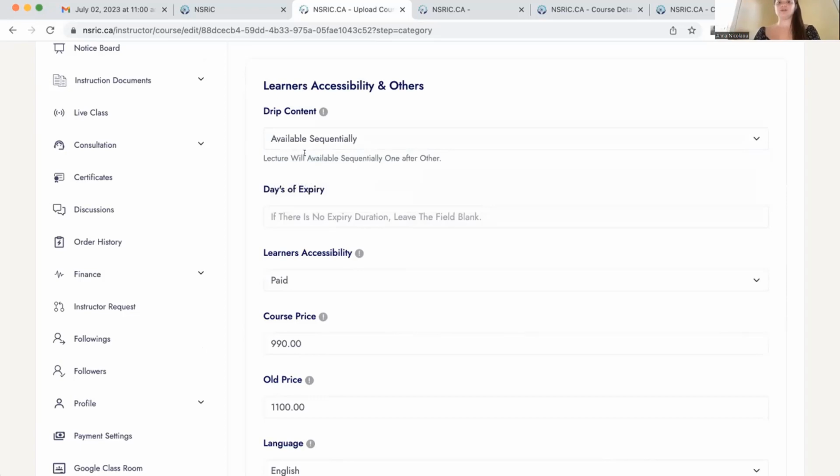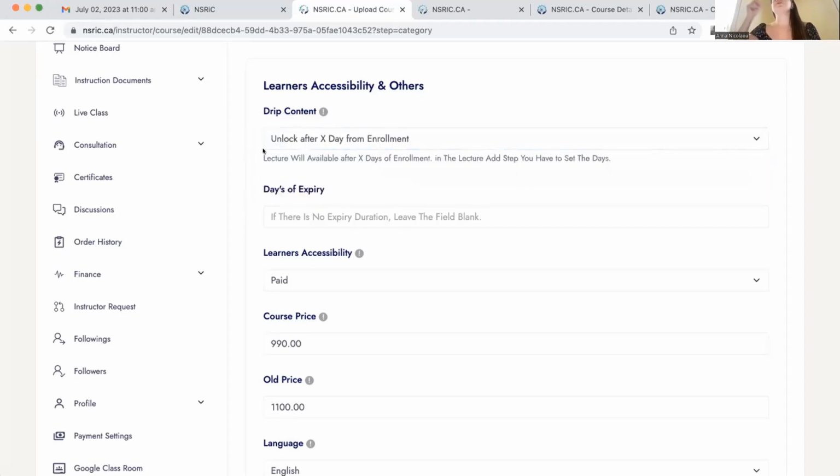So when they buy the course, the first lecture is available. They can watch that. Once they've done that, they can move on to the second one. Once they've done that, the next one, and so on until eventually they get to an assessment, and they can do the assessment, and not until they're done the assessment can they do the next thing, and so on. So that's an option.